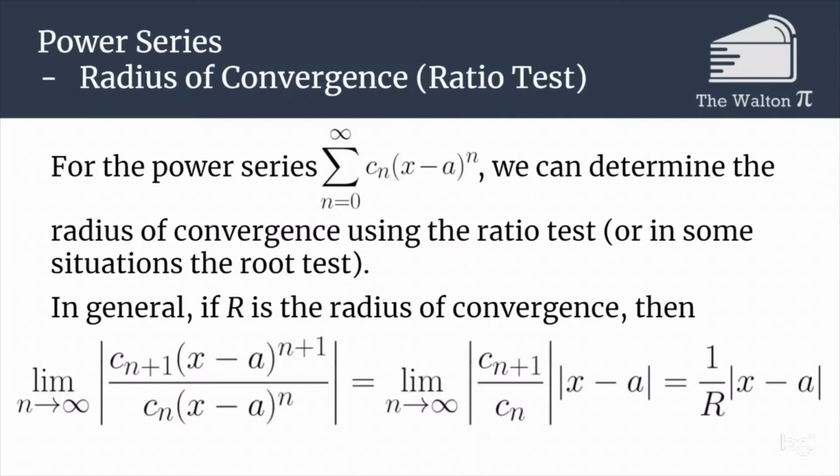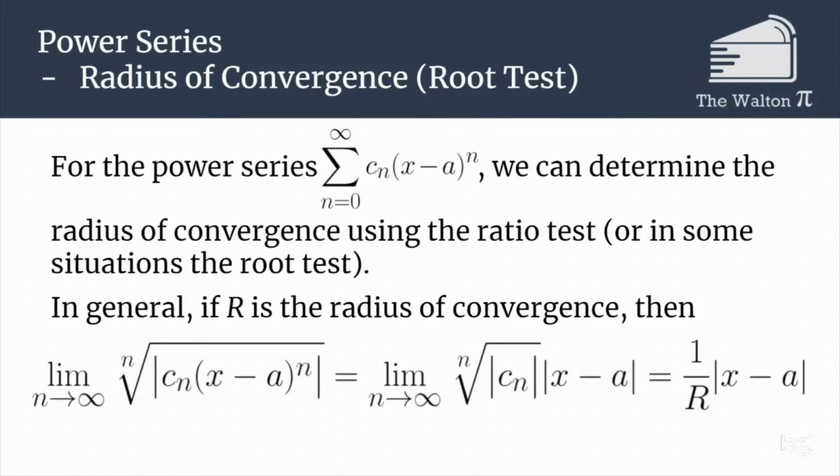And so that means we can then calculate just the limit as n goes to infinity of c sub n plus 1 over c sub n. So we can do this only looking at the constants. Whatever that limit is, that is going to be 1 over the radius of convergence.